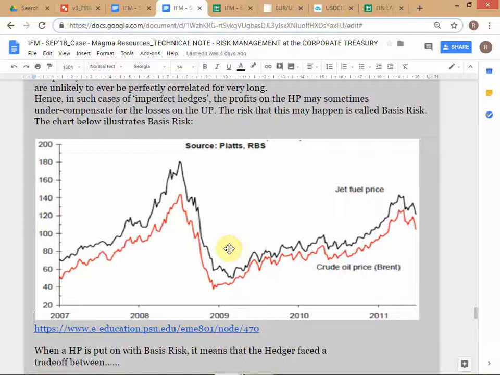Yes? Crude oil is not even involved in this, as such. We are only looking at jet fuel versus the spread. The spread will have lower volatility. Okay, you can check this for yourself by taking, yeah, so the green line you will find, okay?